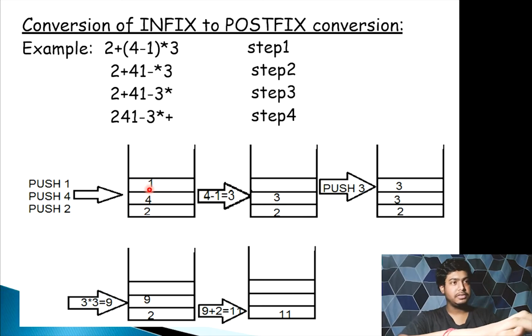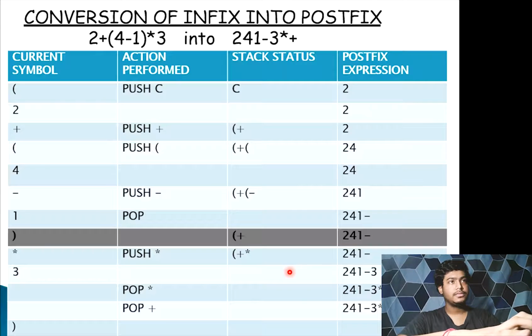So the first operation we need to do is the subtraction, which is present inside the brackets, that is 4 minus 1. Once we do this operation, we get the answer 3. Now we have two elements, 3 and 2, inside the stack. The next operation is multiplication by 3. So we push 3 into the stack and multiply them, and we get a value of 9. Now we have 9 and 2. The next operation is the plus operation, and we get the answer 11.